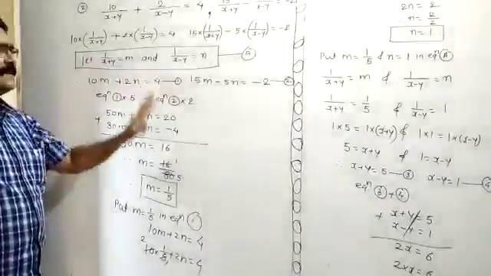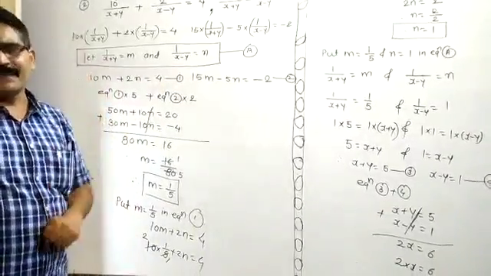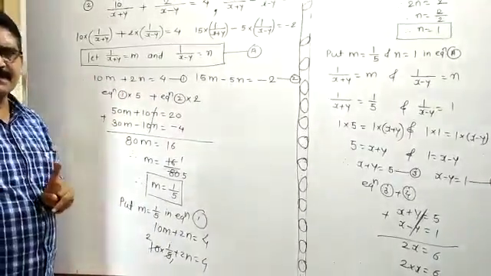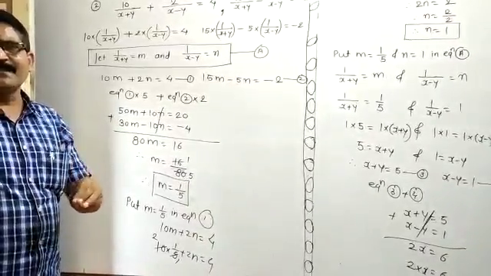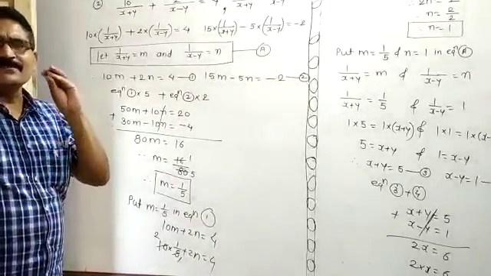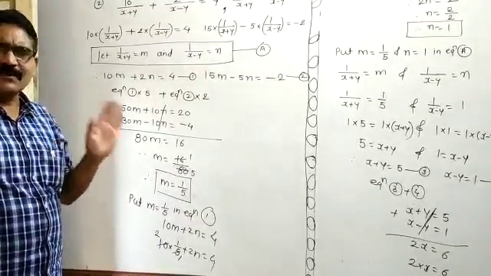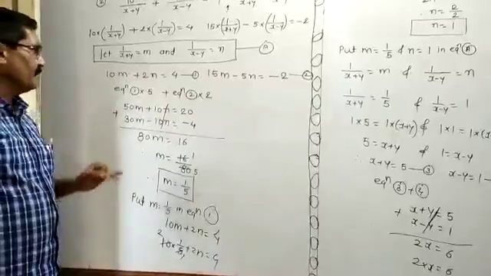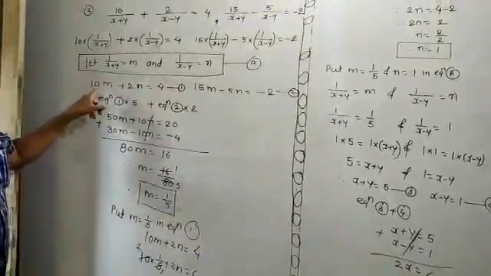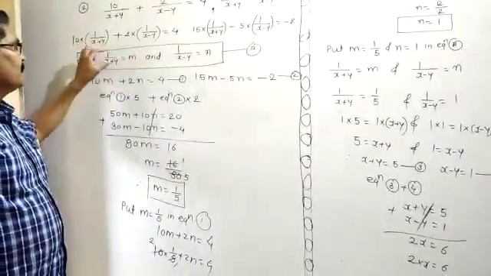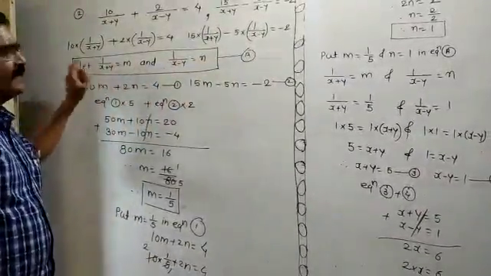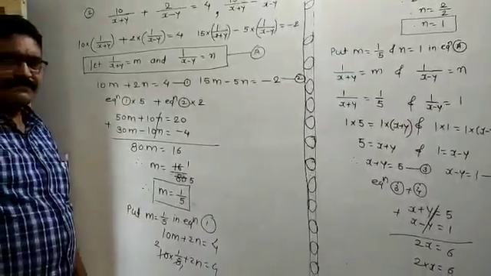Once you frame the equations, you can use any method. I will start with the elimination method. If you want to solve this example by the substitution method, graphical method or Cramer's rule, you can solve by any method, but I will solve it by the elimination method. Then you have to find the values of m and n, and after that put those values in equation A. That time you will get the values of x and y.